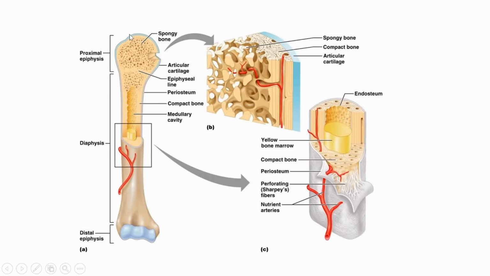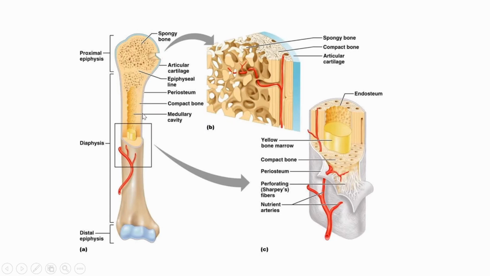Now, surrounding our ends, the epiphyses, we also have some cartilage. You may see it called articular cartilage because it's going to be in between where the bone articulates with another bone, meaning that bone is going to join with another bone. It's going to form a joint. Most of the time, that articular cartilage is going to be something like hyaline cartilage.